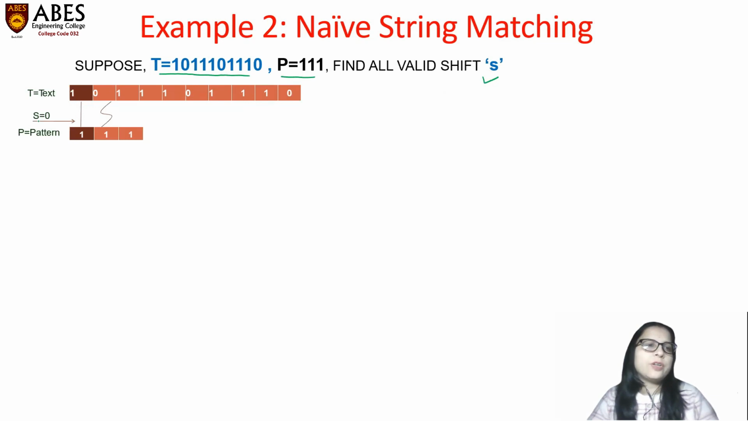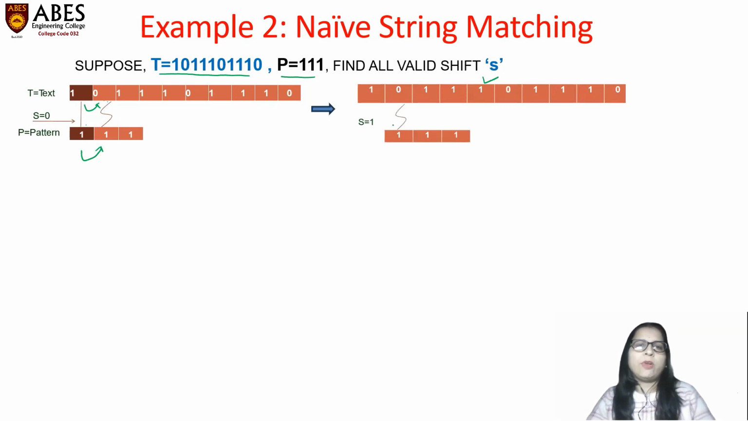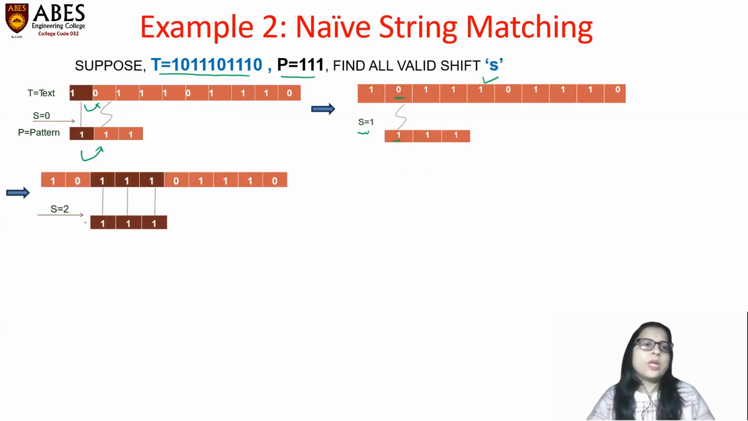So the first shift, when S is equal to 0, both the characters are checked. So yes, there is a match. We move to the next character here and next character here. So there is no match. So the pattern shifts one position right. So that will be our next situation. So for the value of S, when we shift one position right, now the next value is checked. So 0 is not equal to 1. So there is no match here. So it goes to the next shift.